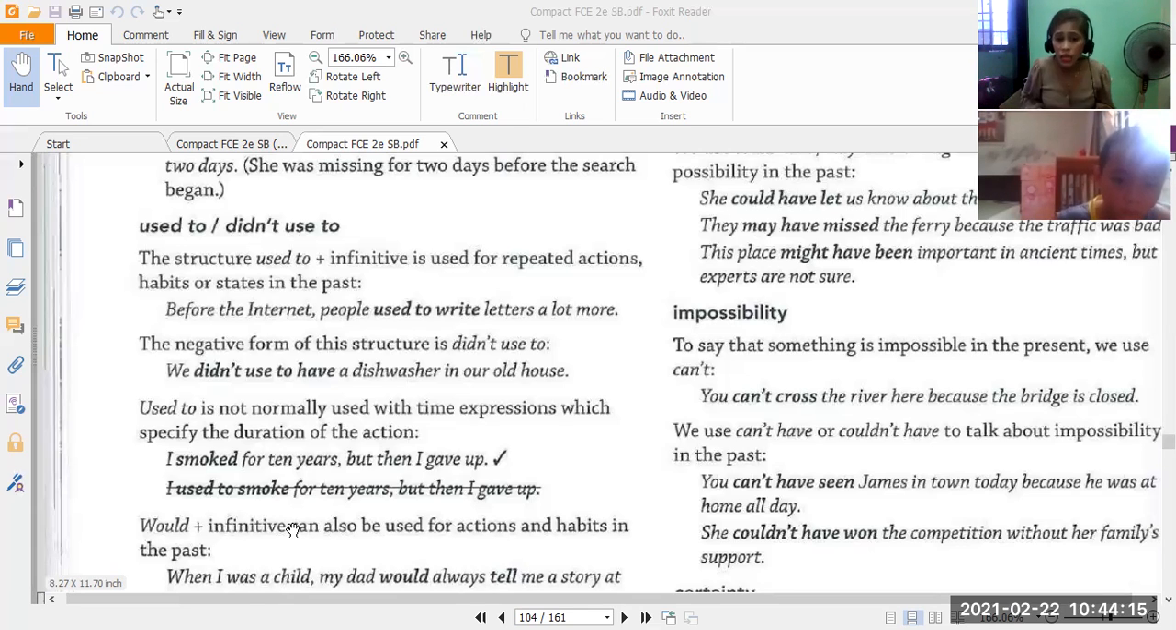If you can have this in a book or in a test where there are words that specify a duration of time, like 10 years, 20 years, 5 days, you will not use the phrase "used to." Instead, you can use the past tense of the verb. I smoked for 10 years, but then I gave up. Or you can have, I used to smoke, but then I gave up. You can have this one without using the expression 10 years. It's the duration of the time.